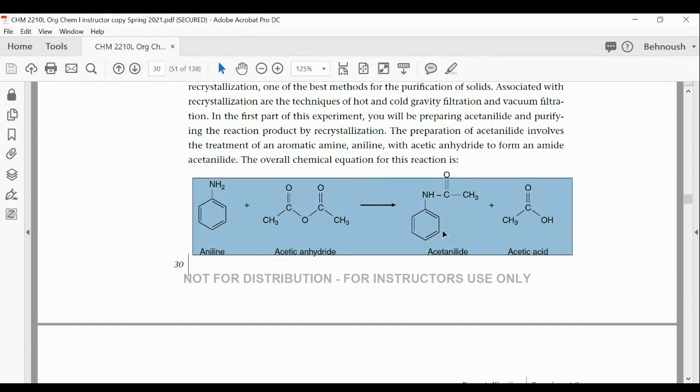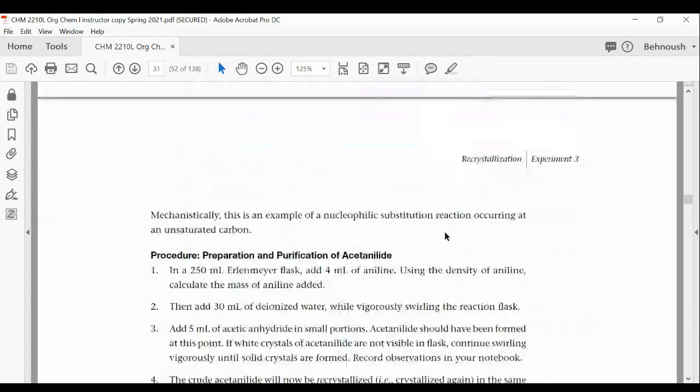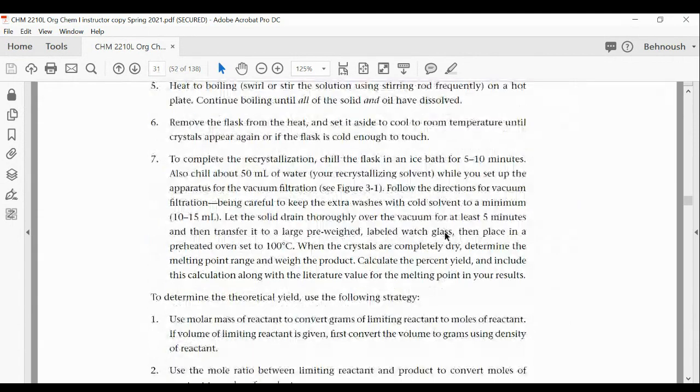Mass of the product, you have to determine it. It's a powder, so you cannot pour the powder on the balance pan. You have to place it in a watch glass and weigh it by difference.